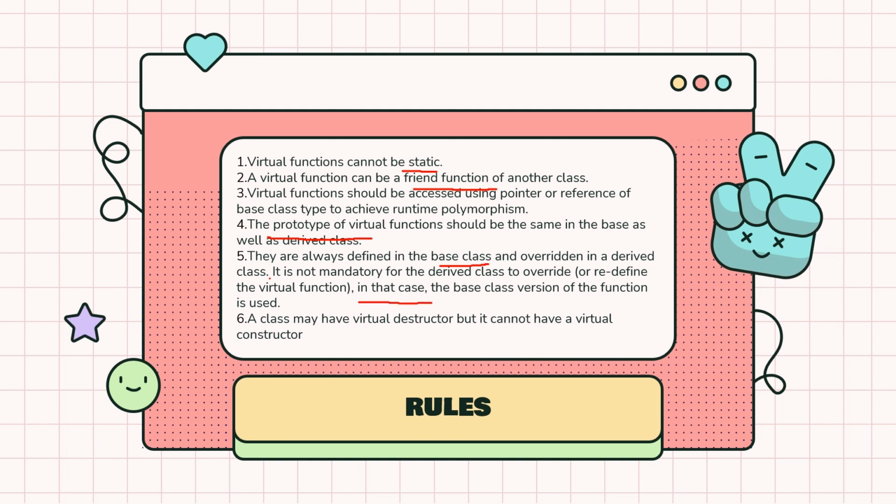The next rule is that a class may have virtual destructors. We can have destructors, but we cannot have any virtual constructor. So that's it. Now let's move forward to the code.